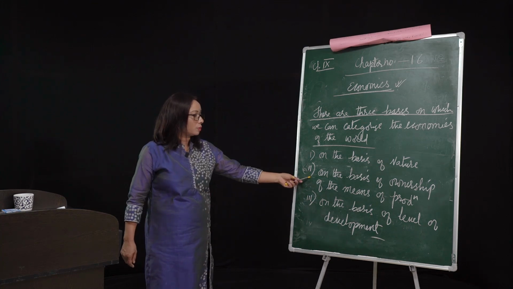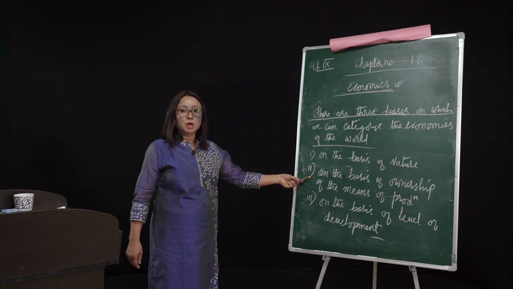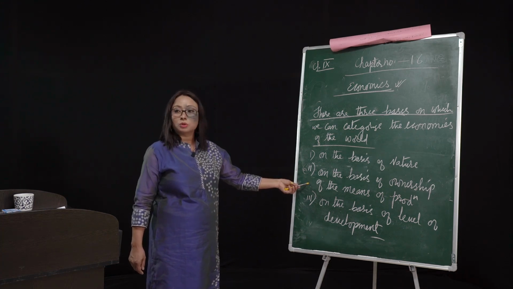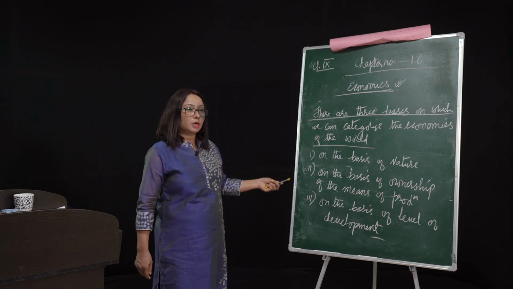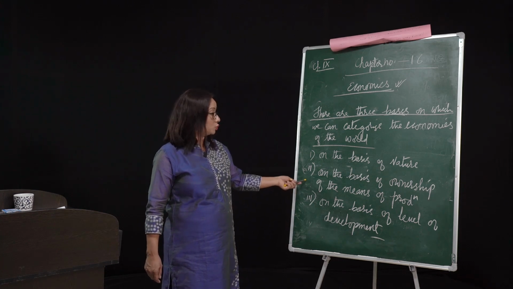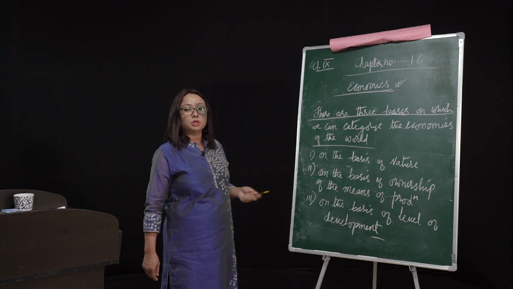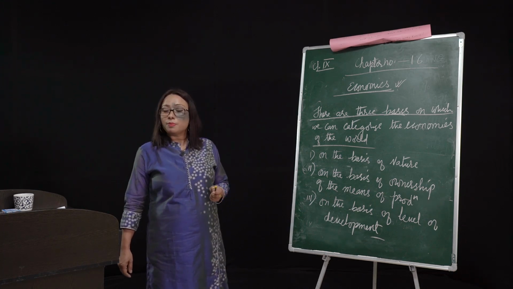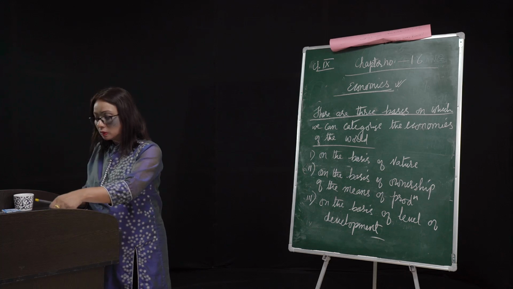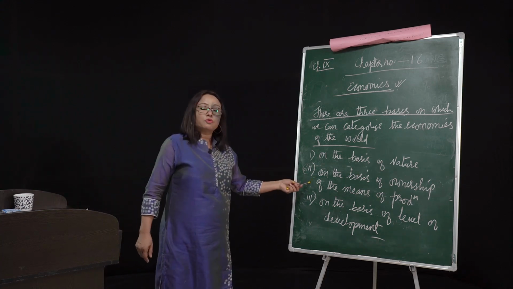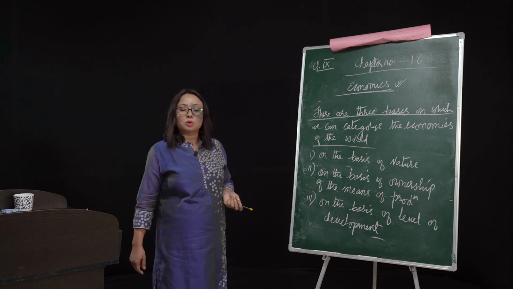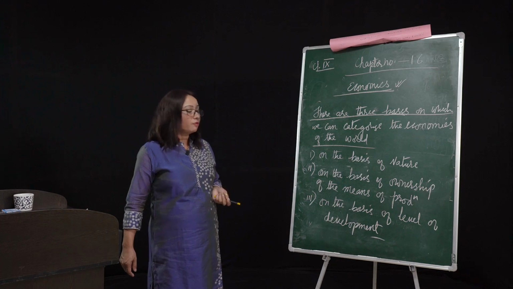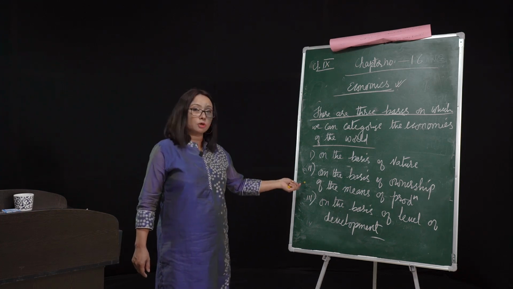Then on the second one, on the basis of ownership of the means of production, there are three types of economy: capitalist economy, socialist economy, and mixed economy. We did capitalist economy, and I was telling you that a capitalist economy refers to an economy where the means of production, that is land and capital, are owned by private individuals. And here it follows the laissez-faire doctrine. It is also called laissez-faire economy. Here the government cannot interfere in the business activities of the country.